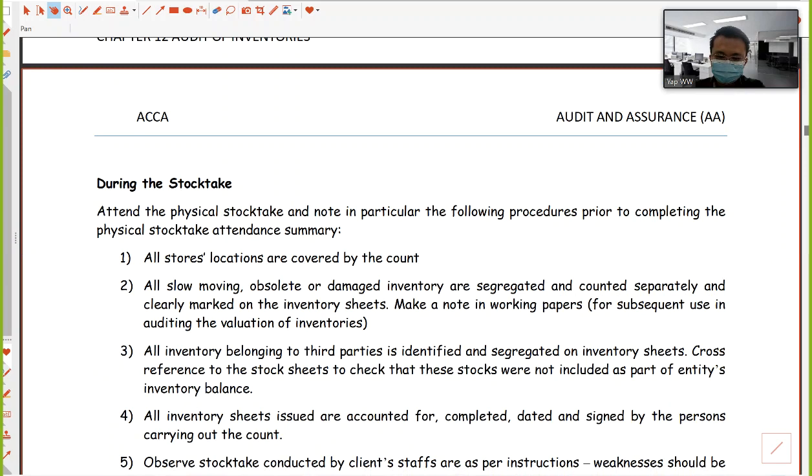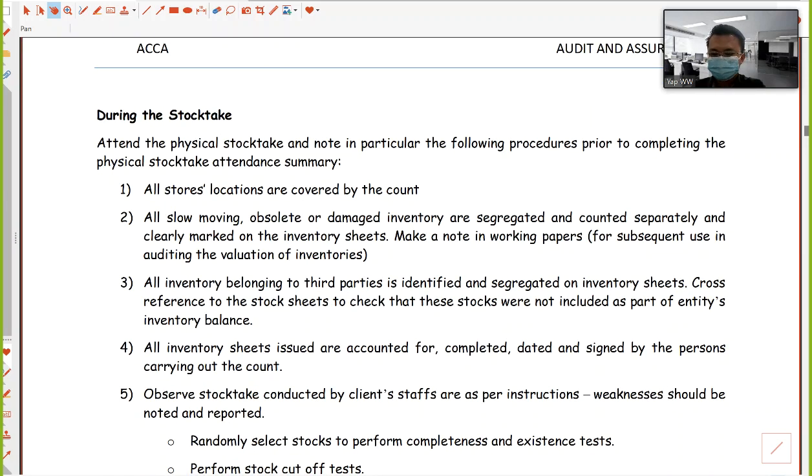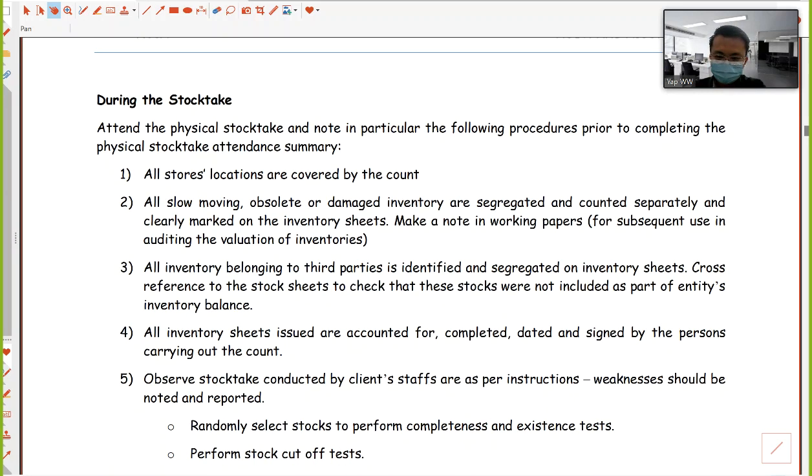Then on the day, during the stock count, this is the second phase. During the stock count, you ensure all store locations are covered. Slow moving items are segregated, and those belonging to third parties are also segregated. That means you separate them from the normal goods. Now, why do damaged goods have to be separated? Because they have a problem on valuation. Impairment for the inventory. You have to write off the inventory when you can't sell it.